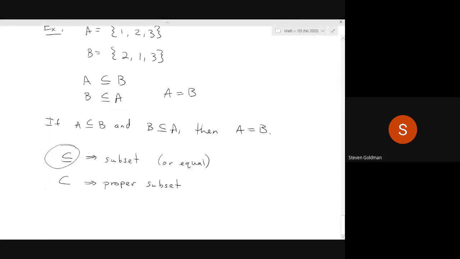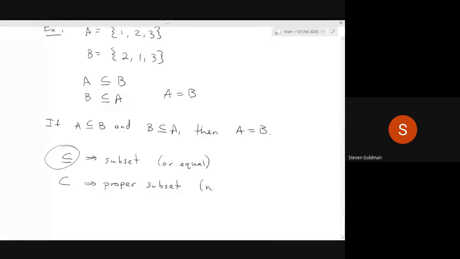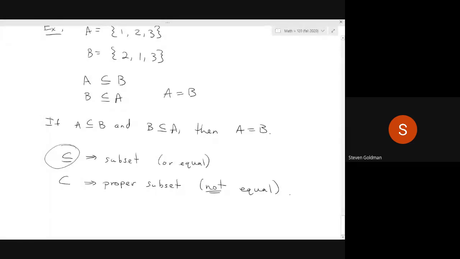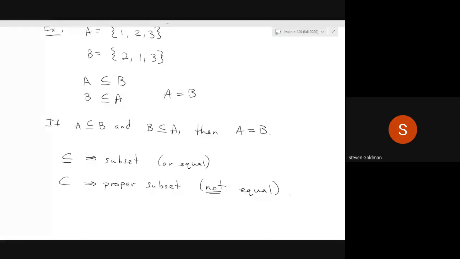If I don't put the underline, that's called a proper subset. It means it's a subset and they are not equal. The sets are not equal. One set is smaller than the other. So if I want to talk about something being a proper subset, I don't want to talk about equality, and I will not write the underline there.